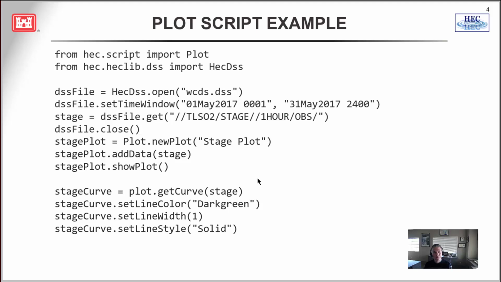There's many more methods that are available from the application program interface, the API for DSS and DSSVue. And so you can access many other things, but for this simple example, we're setting the line color, the line width, and the line style whenever the plot is created.